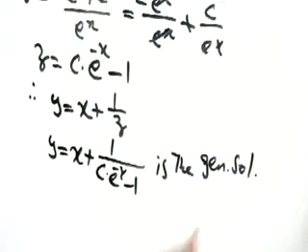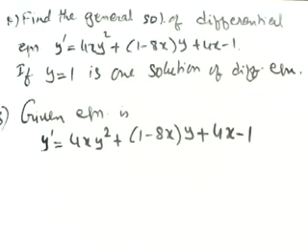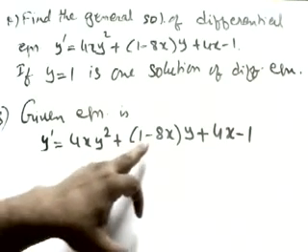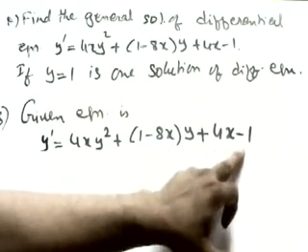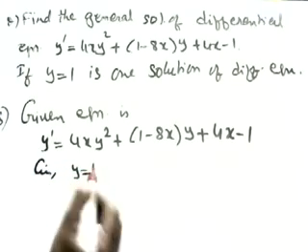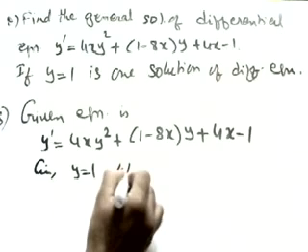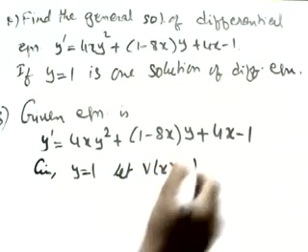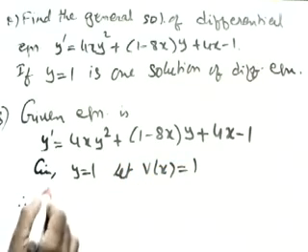Is the general solution. So let me do one more question. Now let me see the next question. In the same way, you see here y dash, which means dy by dx, equals 4xy square plus 1 minus 8x into y plus 4x minus 1. Now a solution is given. One solution is y equals 1. So let me take this as v of x equals 1.